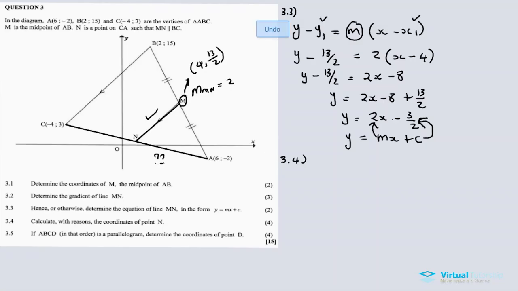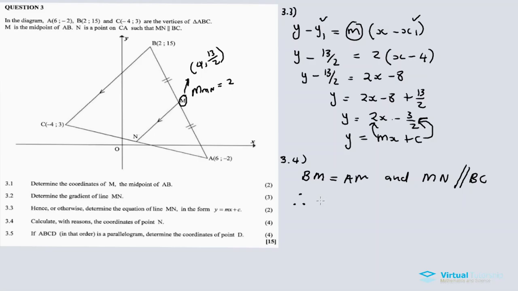But here they say calculate with reasons, right? With reasons. Okay, look here. I can see that BM is equal to AM as well, and MN is parallel to BC.